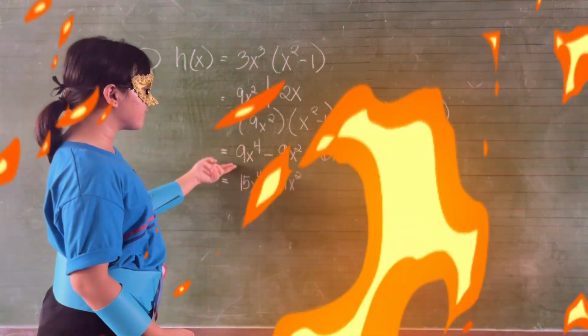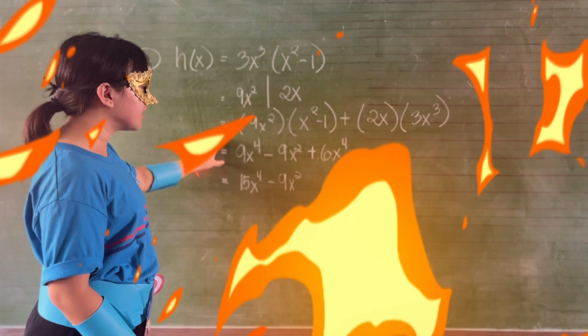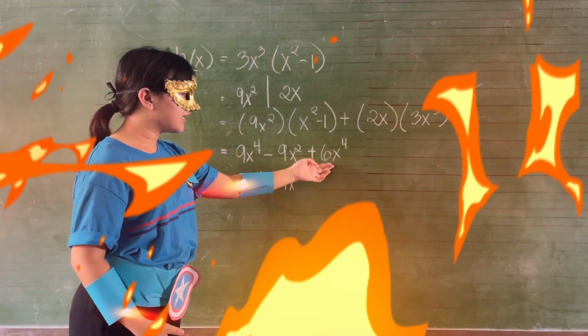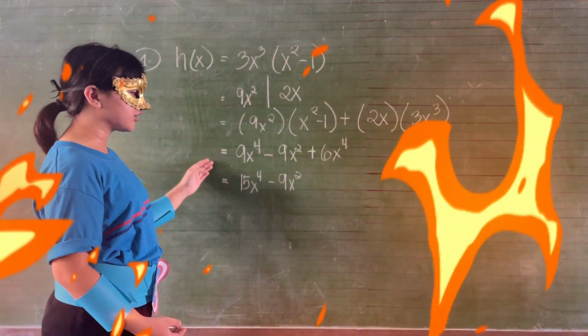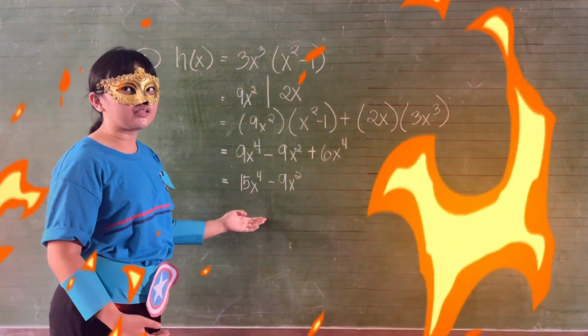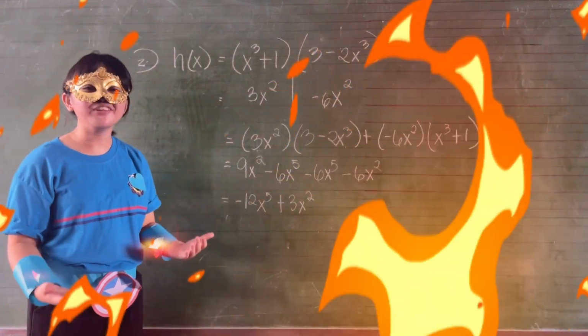So now what we have is this, and we're going to combine like terms. So we're going to add 9x raised to the power of 4 plus 6x raised to the power of 4, and we will have the final answer, which is 15x raised to the power of 4 minus 9x squared. So that is all.